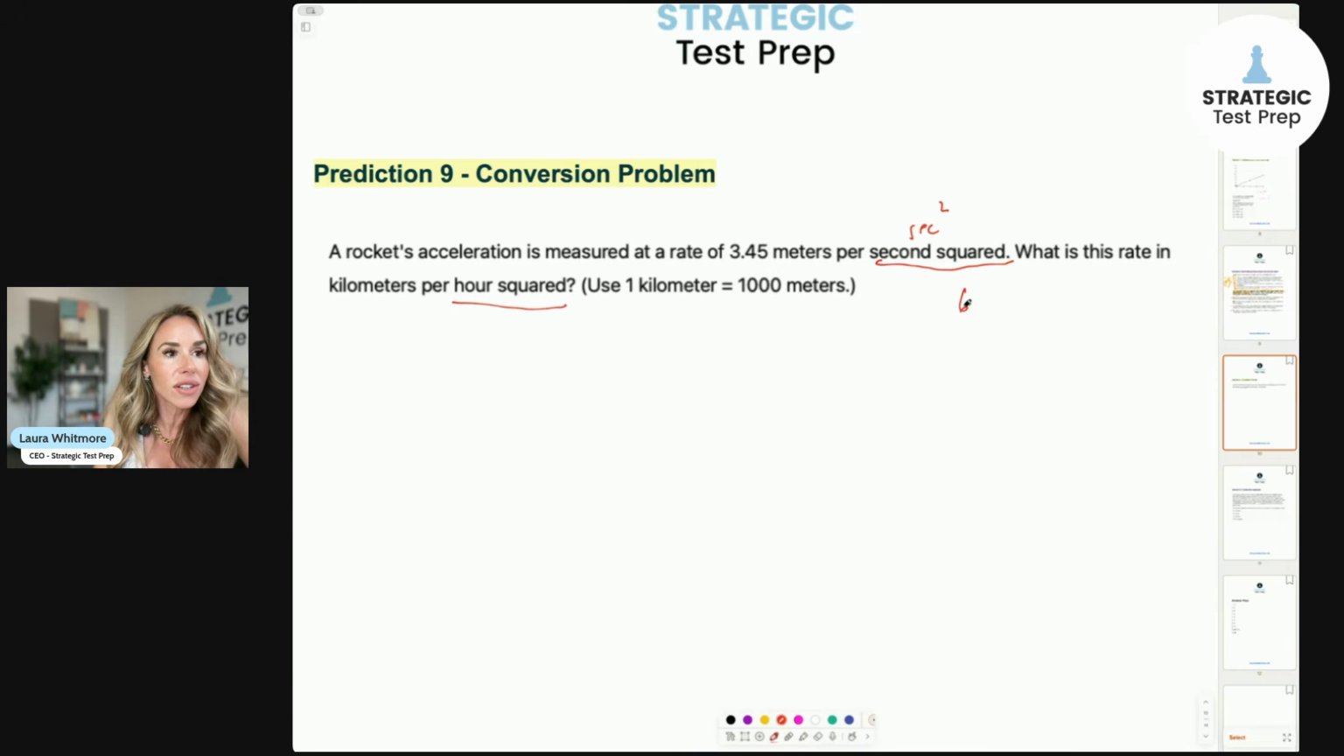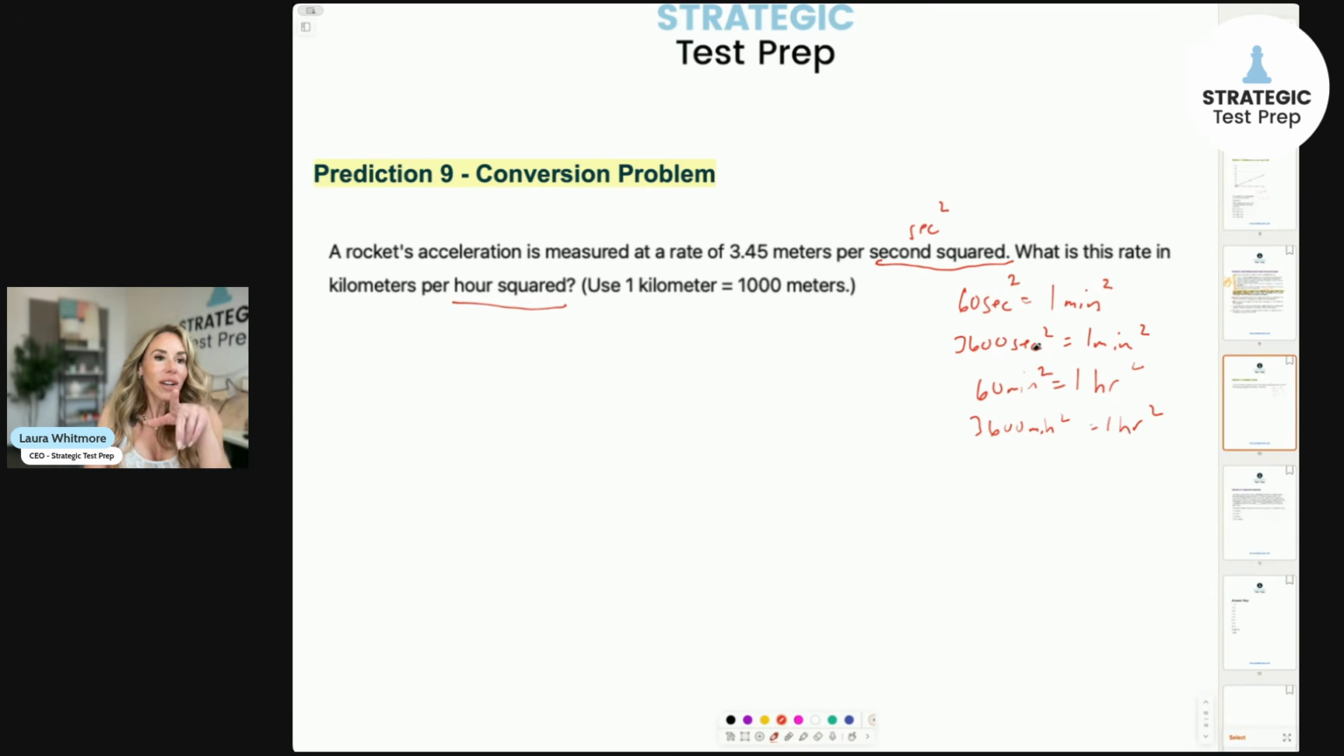So we know that there's 60 seconds in 1 minute. And then that means if we square that, there's 3,600 seconds squared in 1 minute squared. And then we know that there's 60 minutes in 1 hour. So if we square both sides of that, that means there's 3,600 minutes squared in 1 hour squared. So if we want to know how many seconds squared are in an hour squared, we need to do 3,600 times 3,600, which is going to be a huge number.